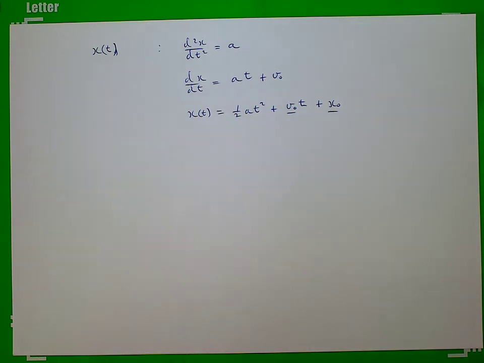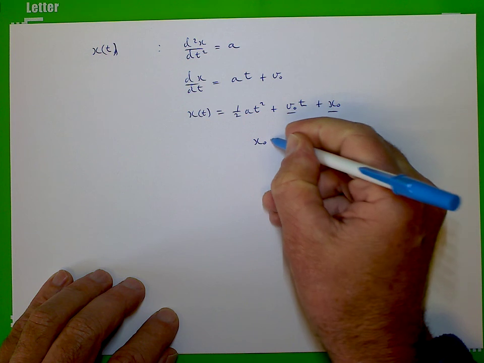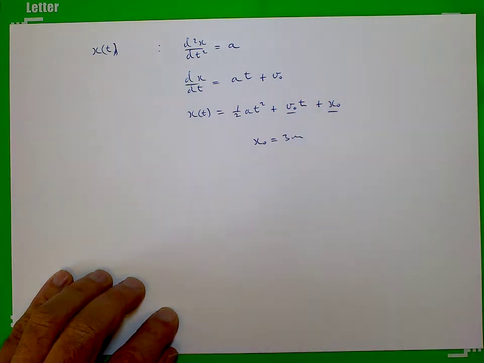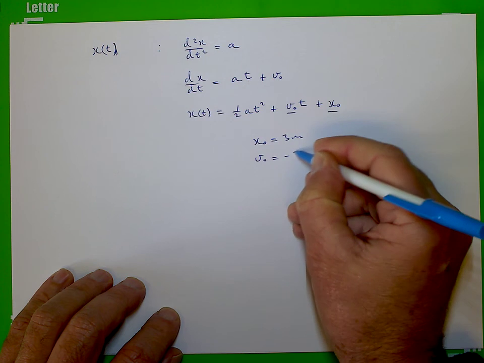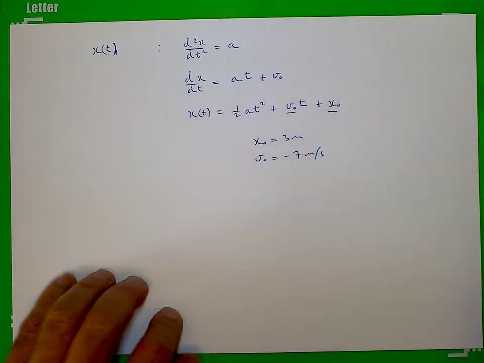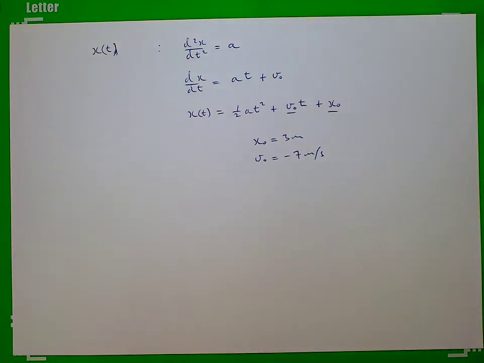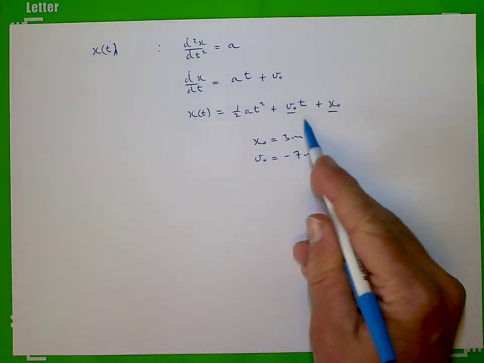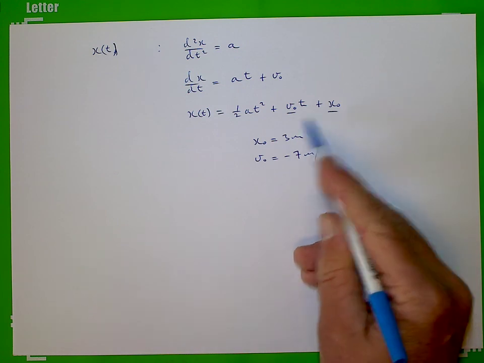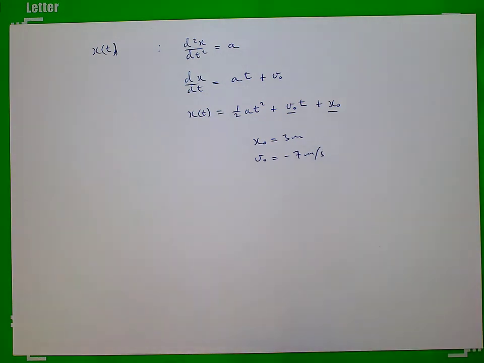You're saying that the initial position, it started at x naught equals 3 meters. Okay, you're saying its initial speed, v naught, was minus 7 meters per second. These were maybe given to you in the problem. So these are constants that occur because of particular things in a particular problem you're dealing with. Often they don't matter. Alright, so far so good.